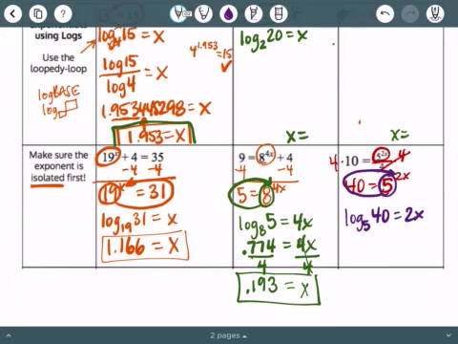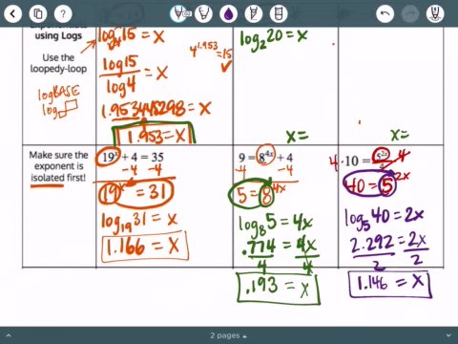40 equals 2x. Do log 40 divided by log 5. My calculator says 2.292 equals 2x. Divide by 2. X equals 1.46. I'm sorry, 1.146. All right, 1.146 as my answer.